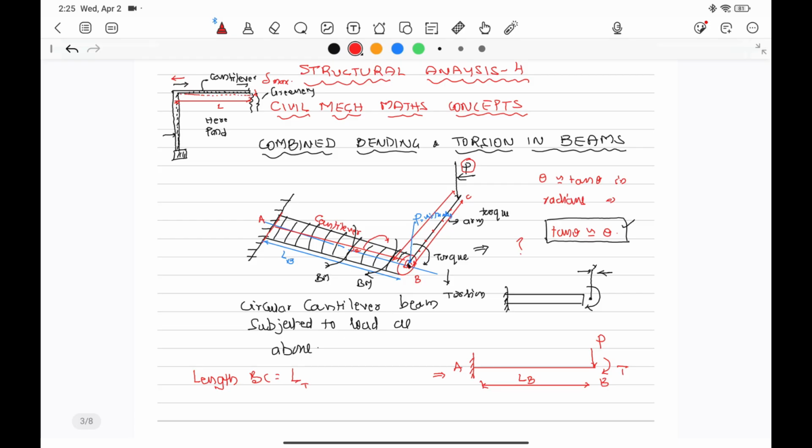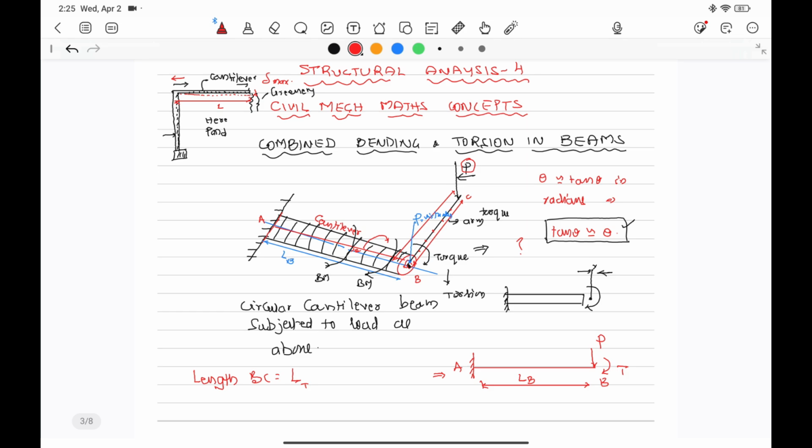Now, a force P is applied at the end of the lever arm. Please try to understand the concept and geometry. AB is the circular cantilever beam. BC is a lever arm on which, at the end of the lever arm, a load P is applied vertically. That load is also vertical to the cross-sectional area of the cantilever.